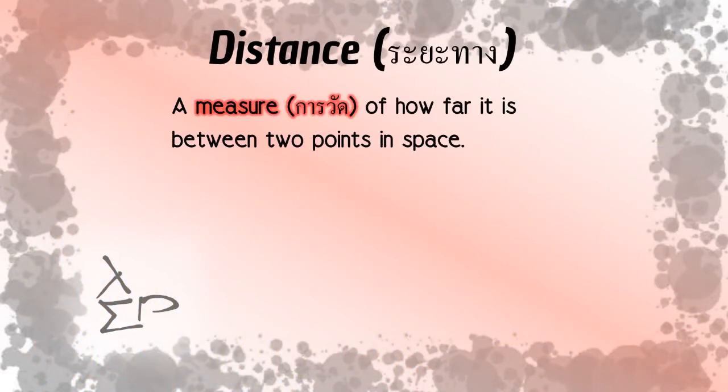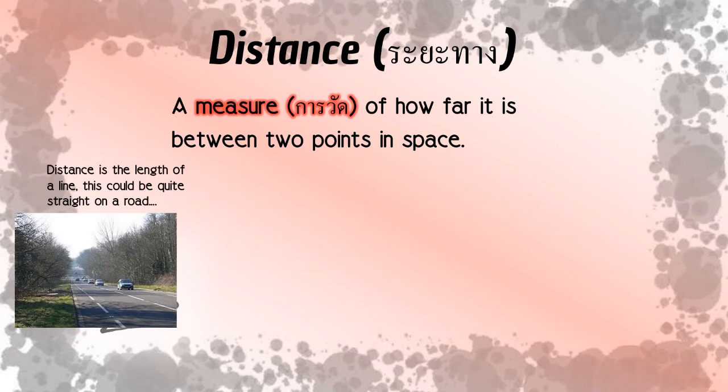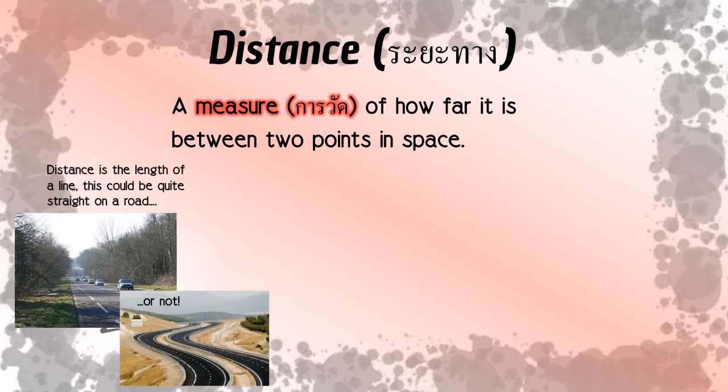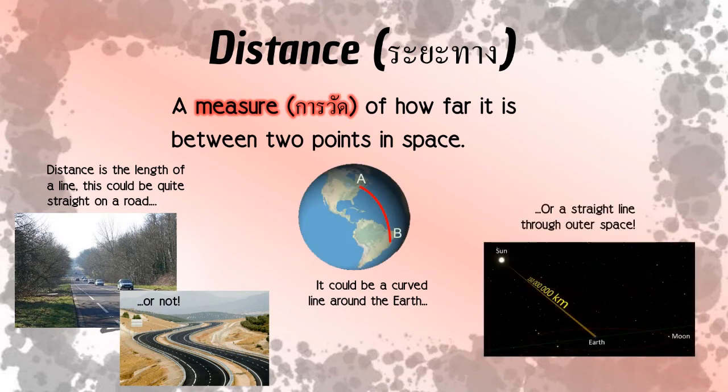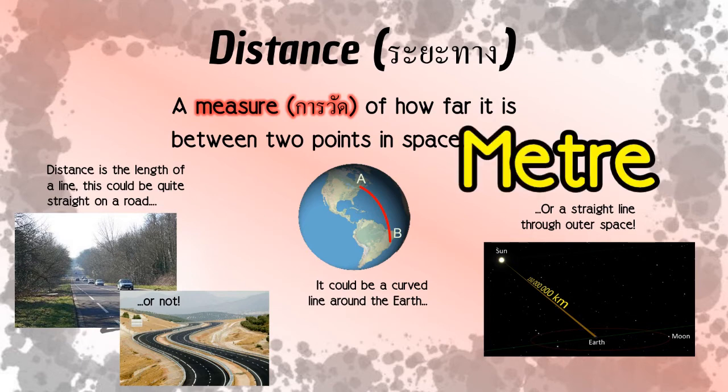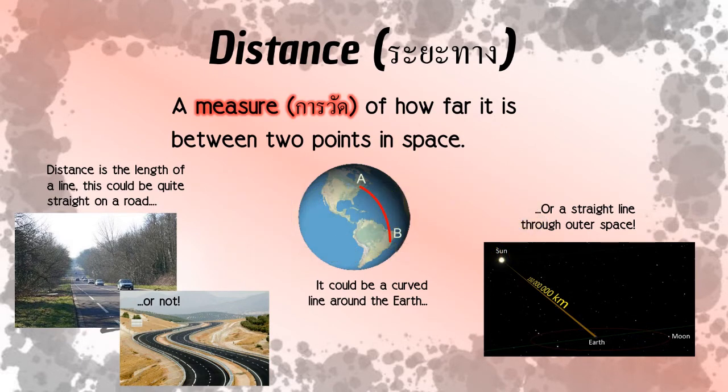Distance. Distance is a measure of how far it is between 2 points in space. This line might be straight along a road, or not. It might be a curved line around the Earth, or a line through 3-dimensional space. So that we can understand distance, we have to give it a unit. The most common units of distance are the meter and the kilometer.